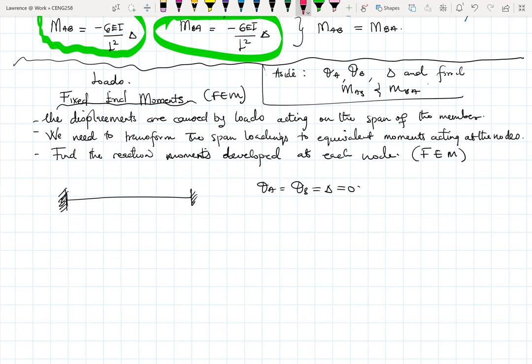All right. So we have points A and B. Once A and B do not undergo any displacement, it means that the deflections at those points will be 0, and also the rotations at both A and B will be 0. Let's say we have a point load P acting right in the middle. So in this case, what do we do? Because we need to find these moments.